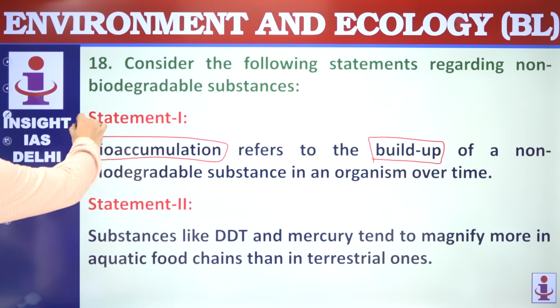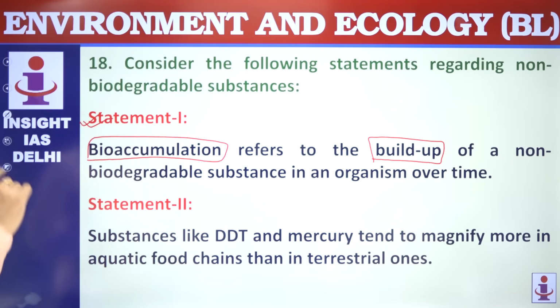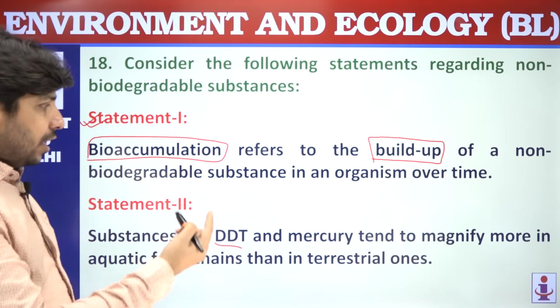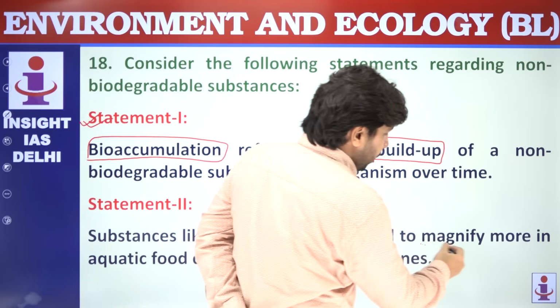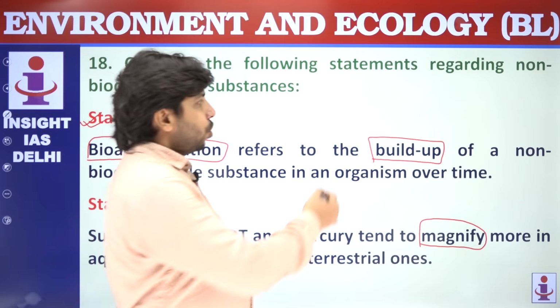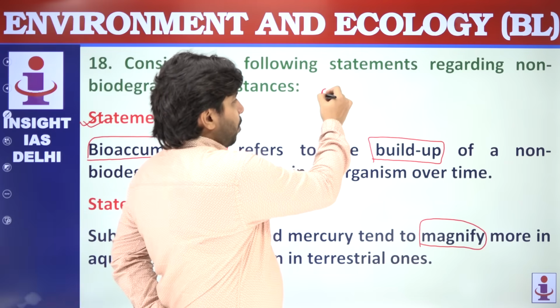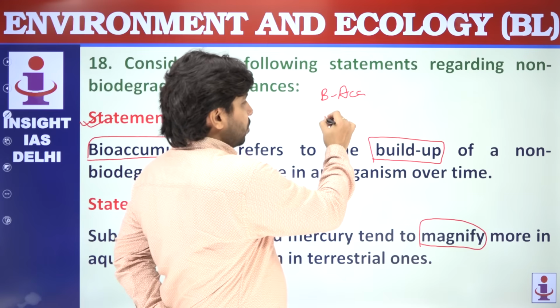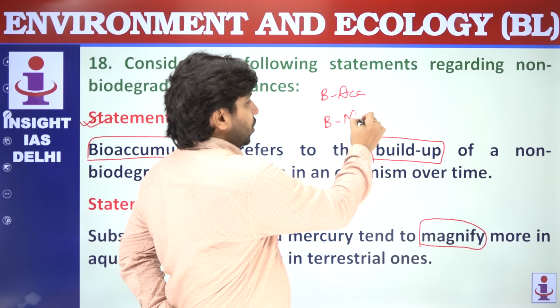Second statement, this statement is correct. Second statement is substances like DDT, a chemical, and mercury tend to magnify. Here it is saying magnify. Actually, this question is related to two terms. One is bioaccumulation. Second one is biomagnification.